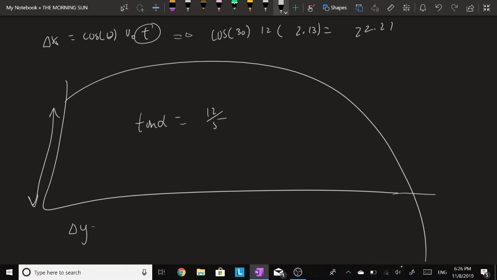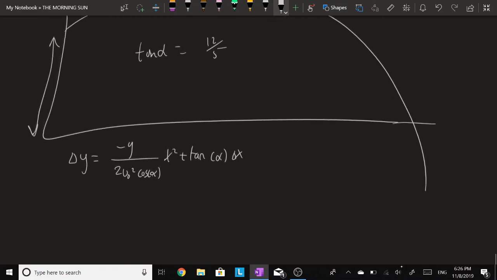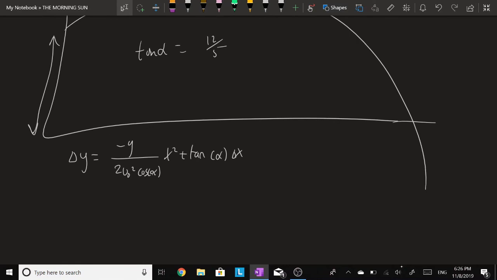We know that delta y is equal to minus g over 2 v0 squared cosine squared theta, x squared, plus tangent theta delta x. In this case, it's not theta, it's actually alpha. Tangent alpha delta x. Well, we know that delta x is 37.5 meters because the stone falls into the water below it from the cliff. So from the foot of the cliff, the water is 37.5 meters away. So all we can do is literally substitute into the equation.